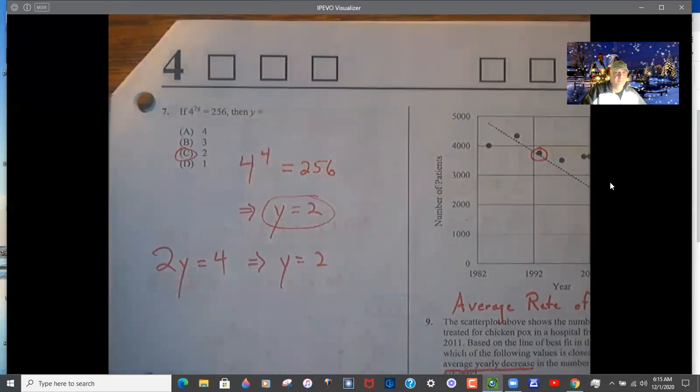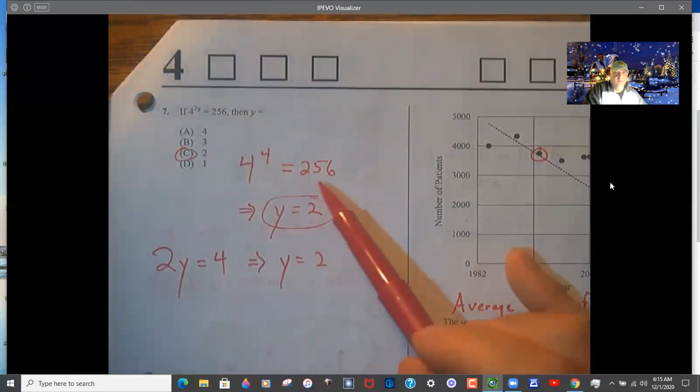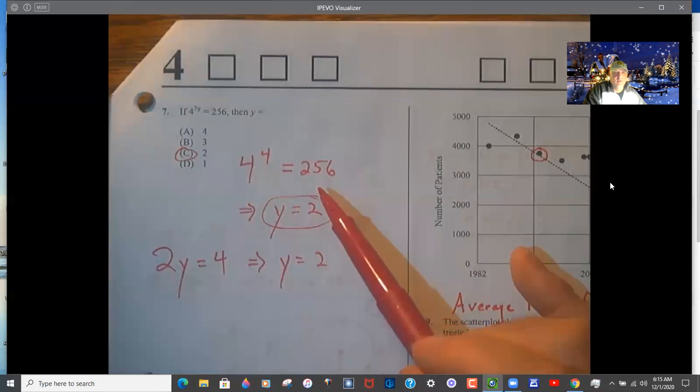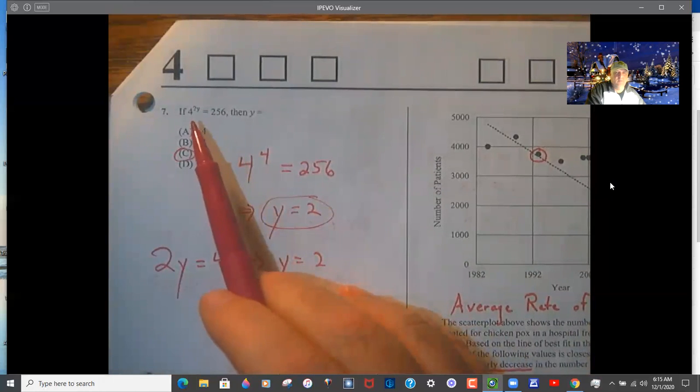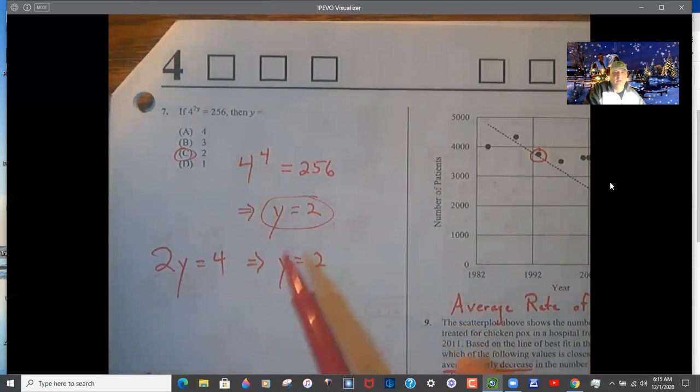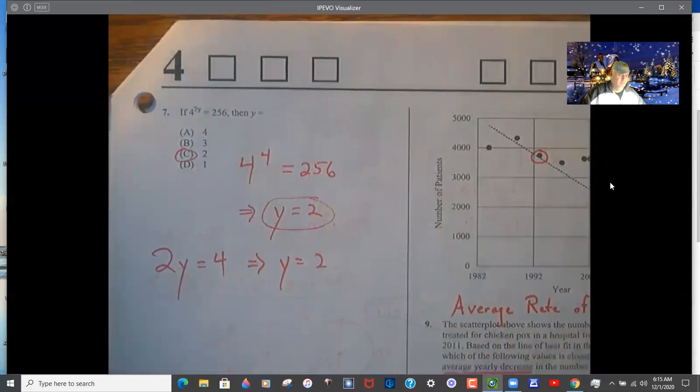Problem 7. Okay, so for the 4th, you can figure that out, is 256. So just, you have your calculator and go through until you get it to work. And then, so what is 2y would equal 4, so y must be 2.